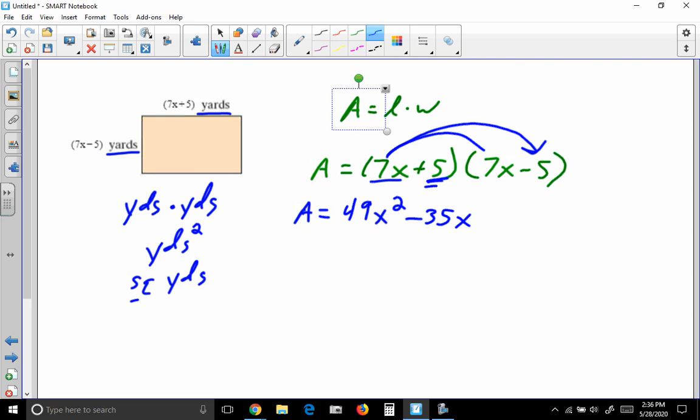Now we distribute this one. So 5 times 7x. 5 times 7 is 35 times x. And 5 times negative 5. Positive times negative is negative. 5 times 5 is 25.